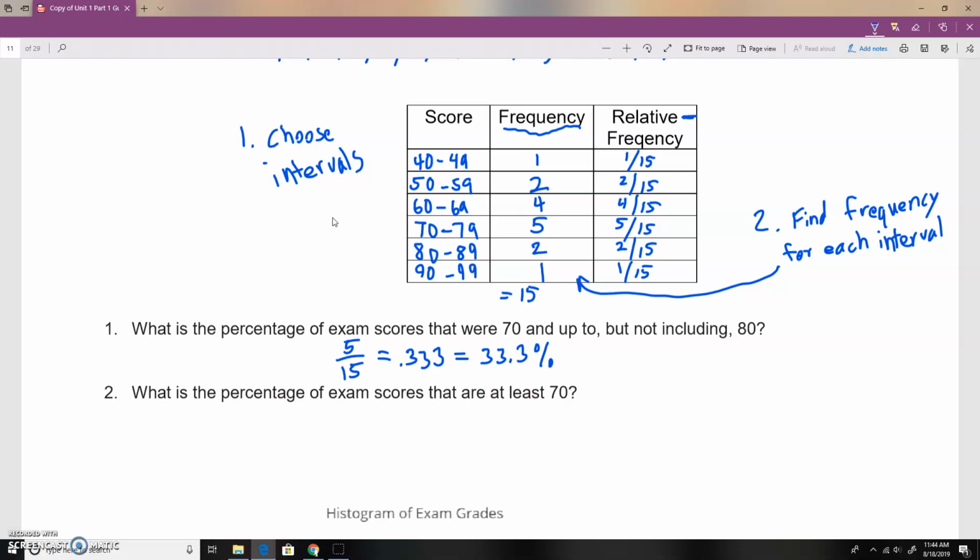Okay? Now, what percent of the exam scores were at least 70? So that means they were 70 or higher. Well, that would include anywhere from 70 all the way to 99. So we would simply add up those three values. 5 plus 2 plus 1 out of 15, which is going to be 8 out of 15, which we could then punch in our calculator and get our percentage.